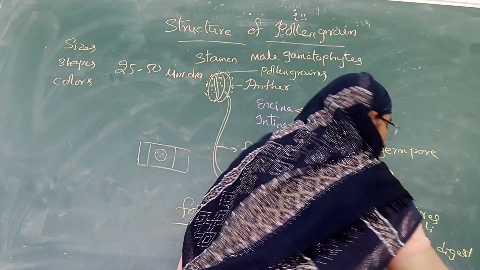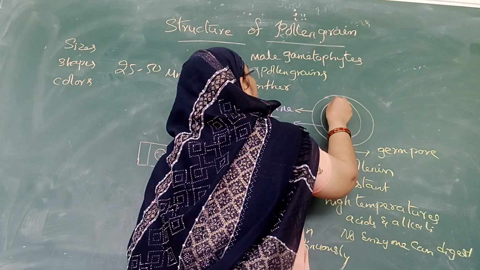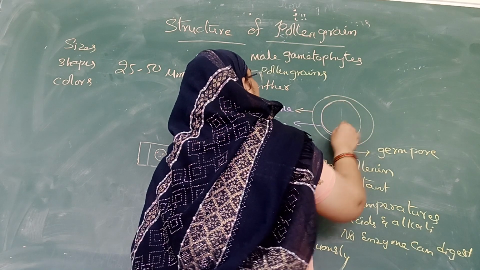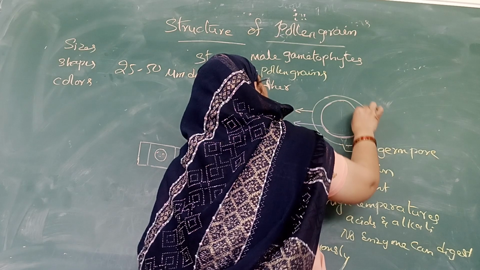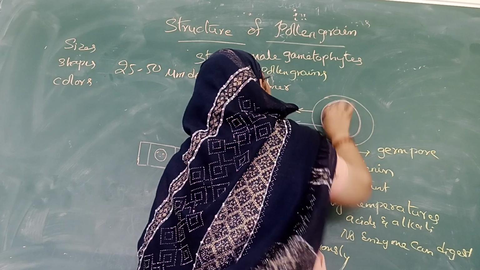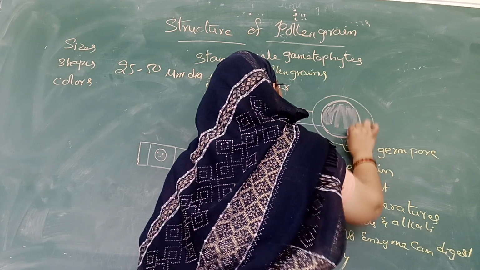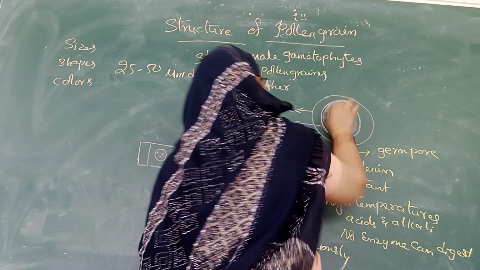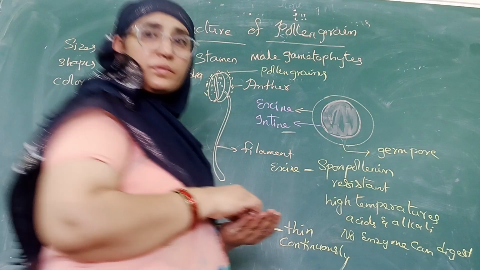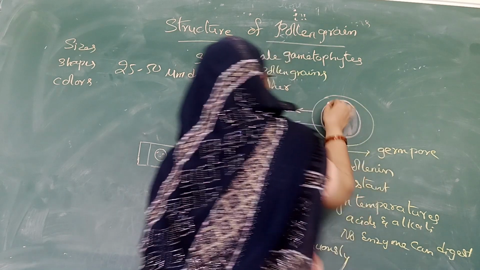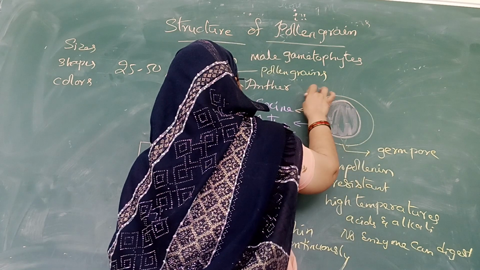Okay. Inner to the exine is the intine, and inner to this intine the plasma membrane is present, and this plasma membrane encloses the cytoplasm.